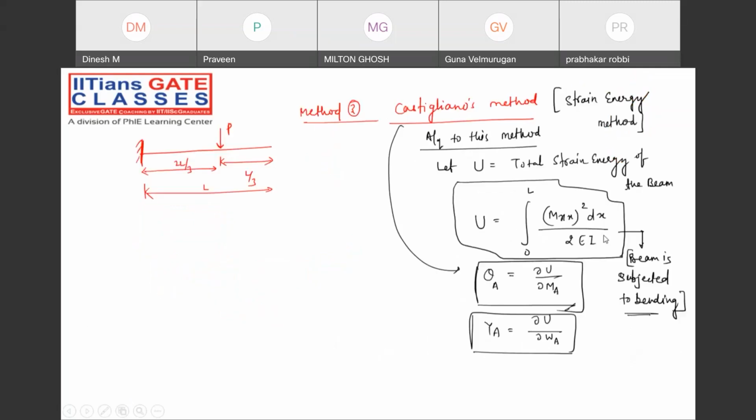Come back to this problem and let's have the analysis A, B, C. So the total strain energy of the beam will be made up of UAB plus UBC. That is going to be the total strain energy. What will be the strain energy for the BC portion?